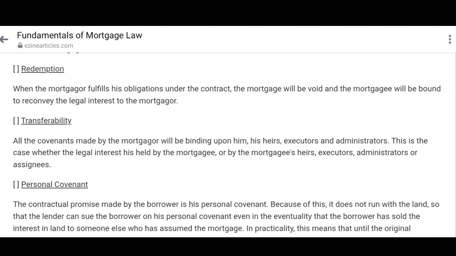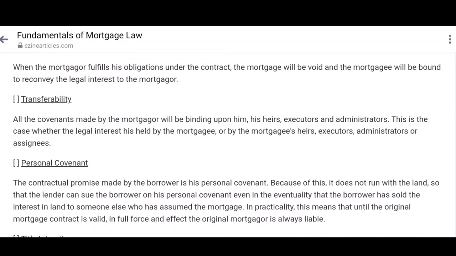Number 1. Redemption. When the mortgagor fulfills his obligations under the contract, the mortgage will be void. The mortgagee will be bound to reconvey the legal interest to the mortgagor.